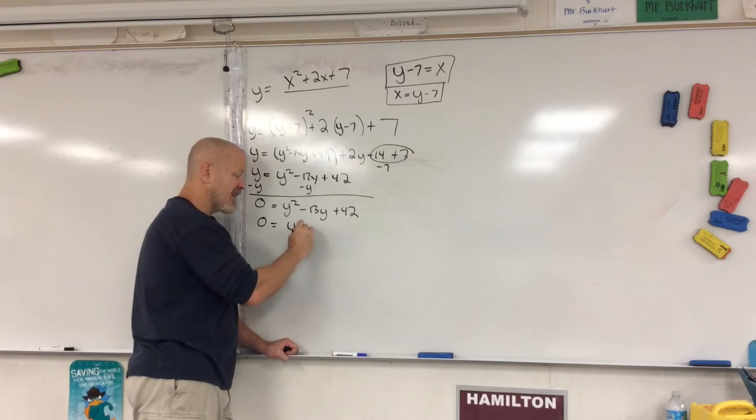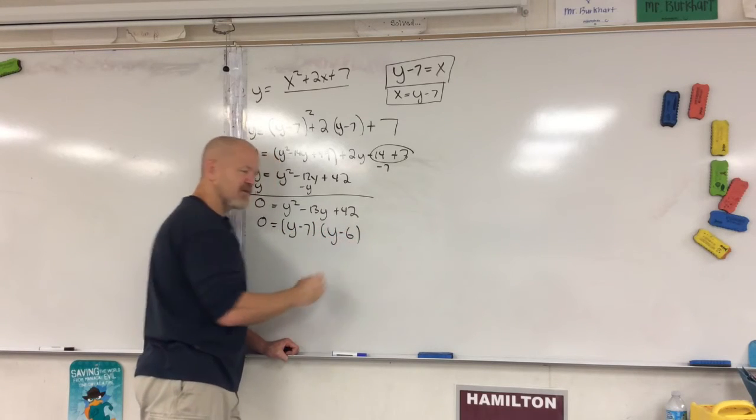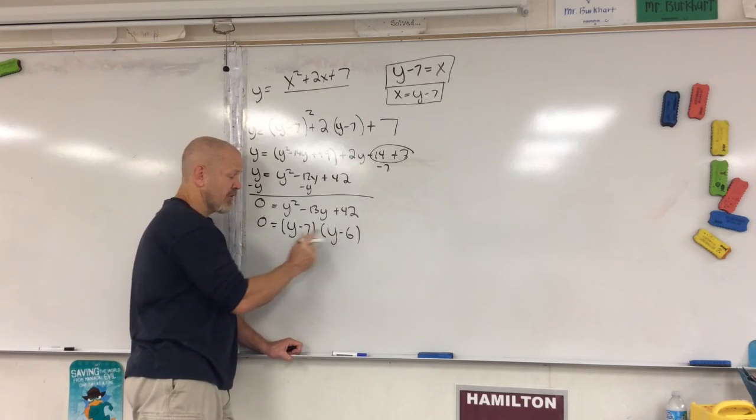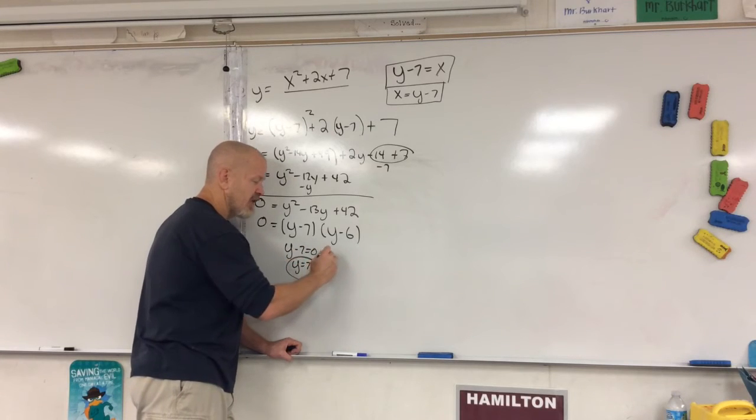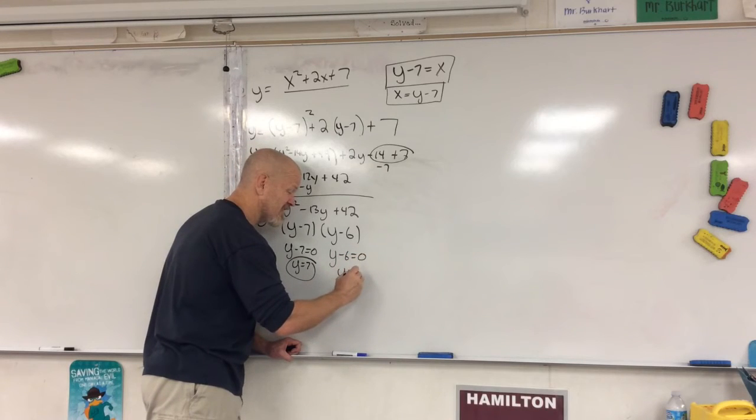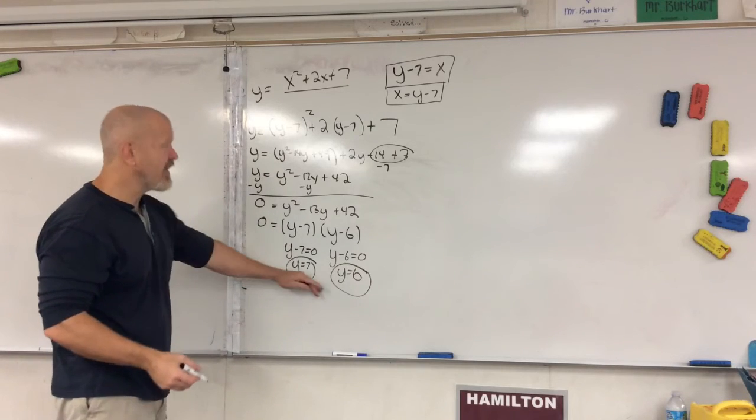It's going to be a negative 7 and a negative 6. So we've already got our y solutions here. We're going to set both of these equal to 0, zero product property. We're going to go y minus 7 equals 0 right there, which gives us a y value of 7. And then we're going to say y minus 6 equals 0, which gives us a y value of 6. Now, in both these cases, we only have one solution, right? We just have the y values.